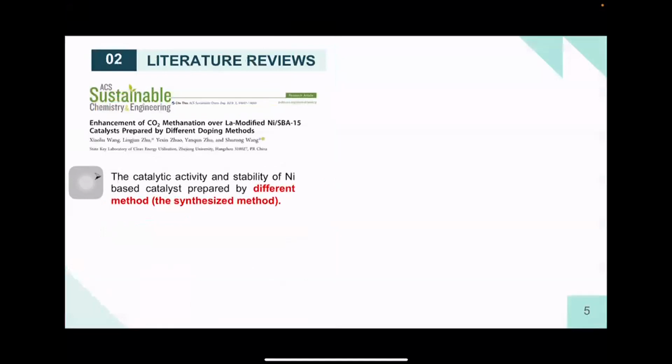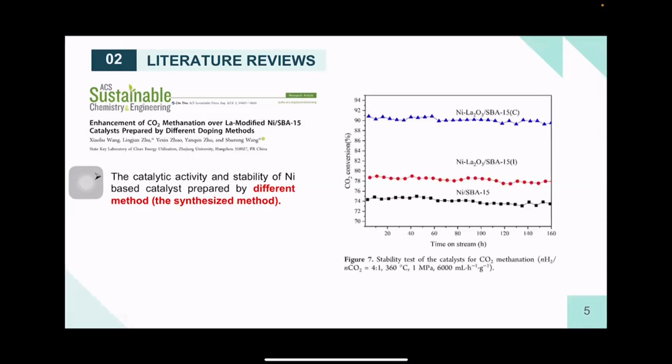Section 2, literature review. The first paper studies the catalytic activity and stability of nickel-based catalysts prepared by different methods. The figure shows the stability test of catalysts for carbon dioxide methanation. You can see that the lanthanum-modified catalyst shows better catalytic performance than nickel on support, and nickel lanthanum oxide on support prepared using a citrate complex method was found to have a high catalytic performance toward carbon dioxide methanation.